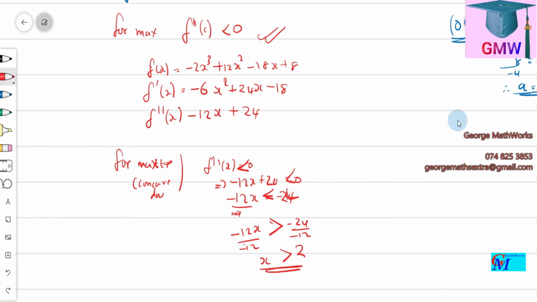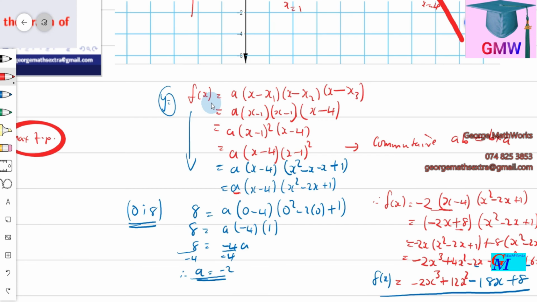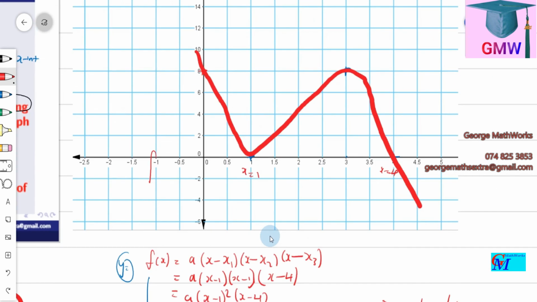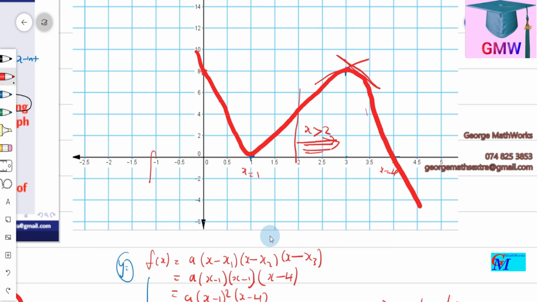So if we check with our graph, we said that the values of x are greater than 2. If you check this graph here, x equals 2 is this point. Now from this point going this way, because we are saying x is greater than 2, this is the direction of x greater than 2. Surely it is giving us concave down. And if we are to sketch tangents, they will be above the function, as the notes say. So we have answered these questions.